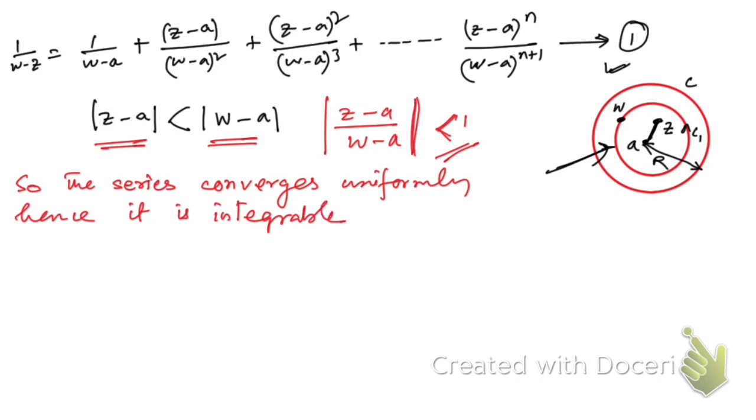So remember this condition: if the series converges uniformly, then it is integrable. Why it is converging, I have already told you the reason. So now you see, let us multiply equation number 1 with f of w.